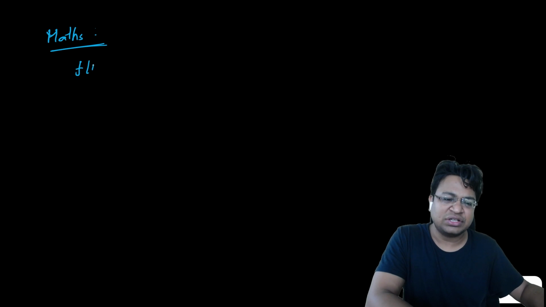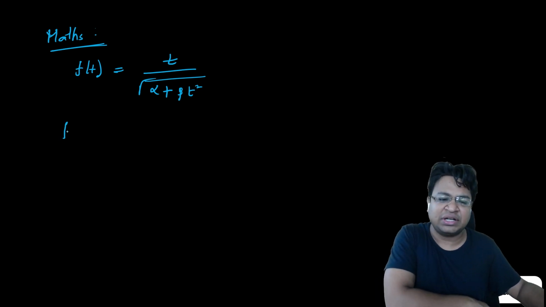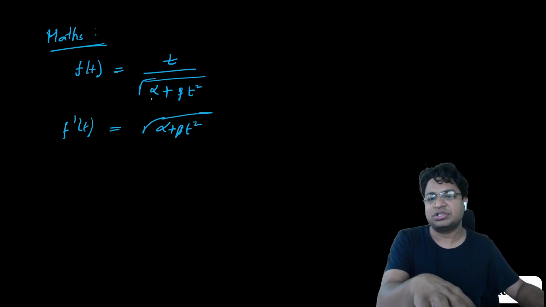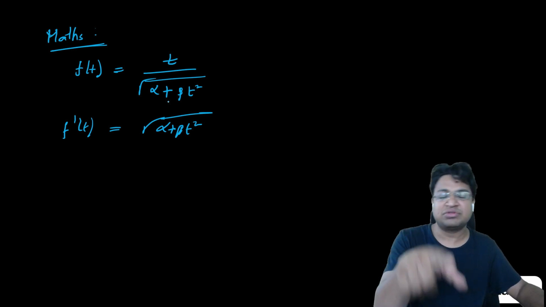For example, let me write a function of time as f(t) = t divided by root of alpha plus beta t square. I want to know how this function changes with time. That is, I want to know the derivative of this function. So that would be root of alpha plus beta t square. What I'm doing here is first giving you the math that we are going to use, so that once we are delving into the physics, we are not going again and again into the math. We will directly use the result that we are getting here.